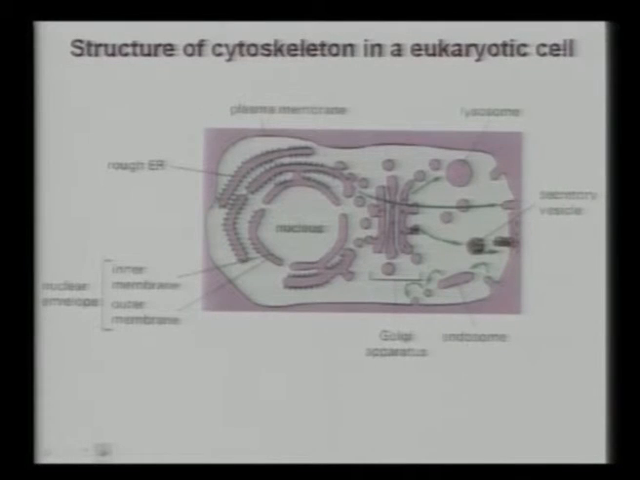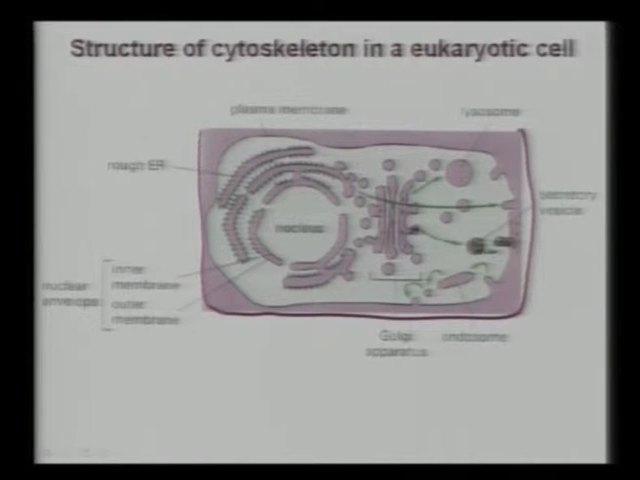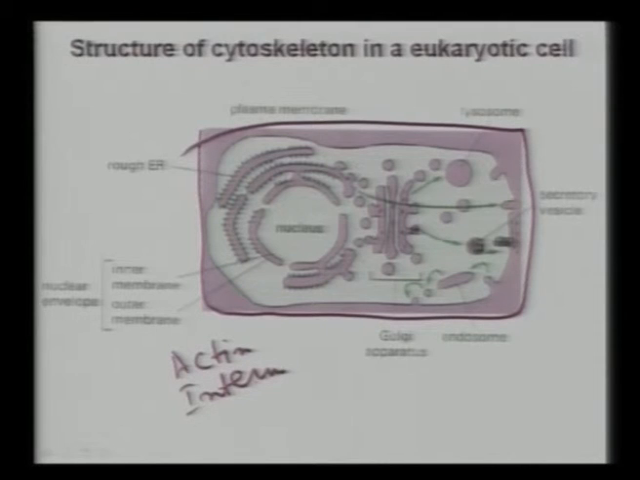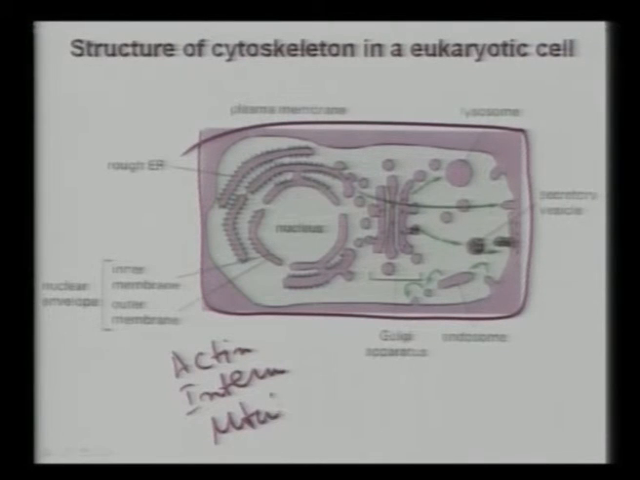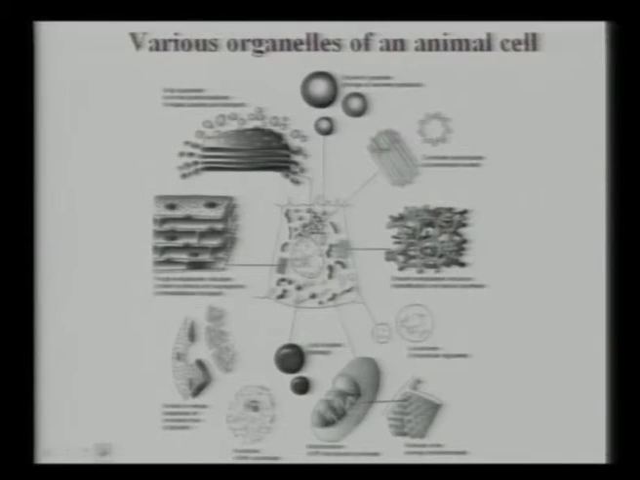This is the structure of the cytoskeleton in eukaryotic cells, and the cytoskeleton has different organelles as well as three different components. As I said, it contains the actin filaments, then the intermediate filaments, and the third one, as I have already mentioned, is the microtubules. These three components are contained in the cytoskeleton. Now here it shows how these various organelles actually look like in reality.